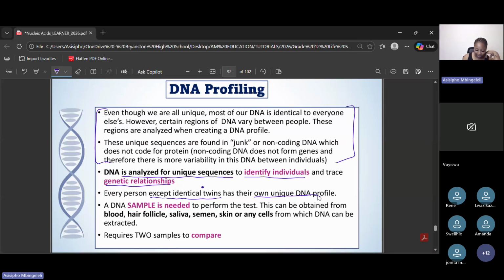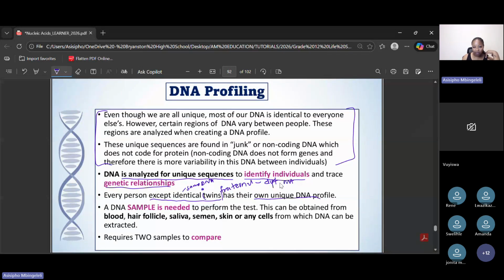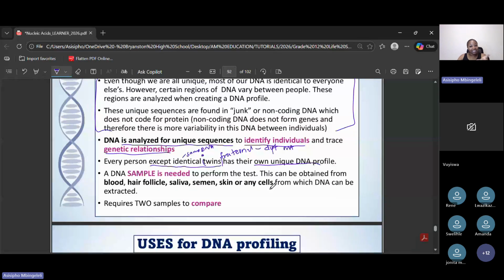But remember, with twins, we've got two types of twins. We've got identical twins, and these ones will have the same DNA. But we also have another set of twins, which we call fraternal twins. And fraternal twins have different DNA. So when we speak about twins, you need to be specific about which ones you're talking about. Identical twins will have the same DNA, but fraternal twins will have different DNA.